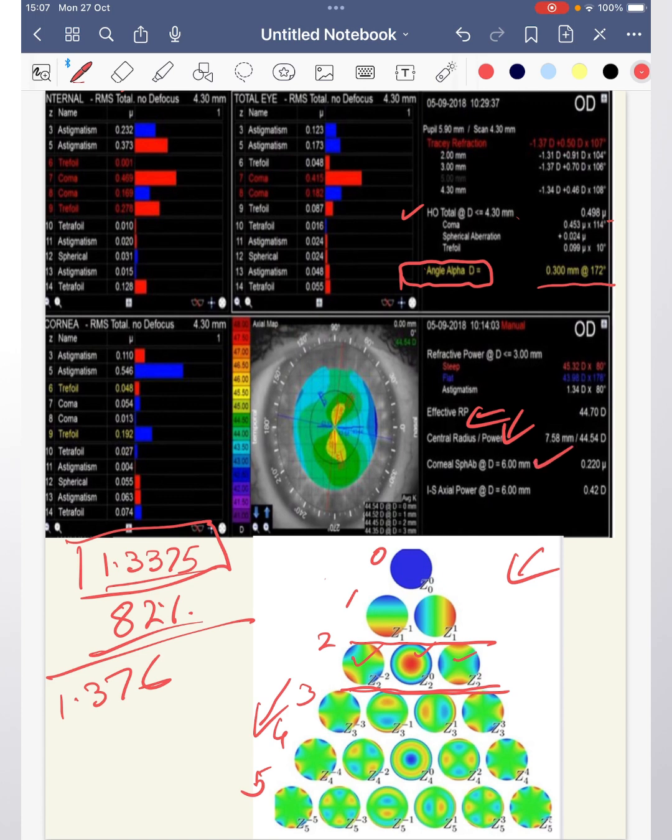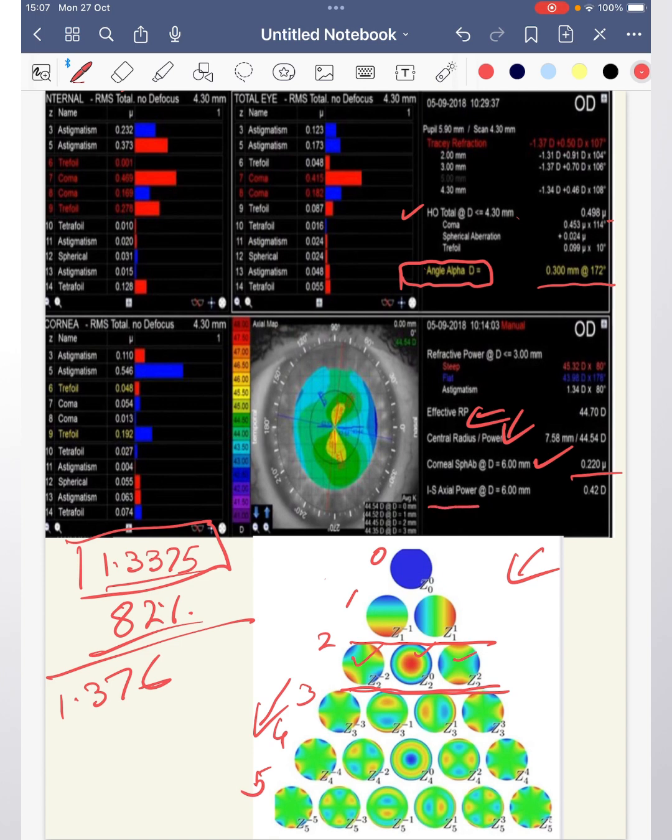Next, you get the corneal spherical aberration values over here. And this patient has a positive corneal spherical aberration. So a lens with negative spherical aberration may benefit this patient.